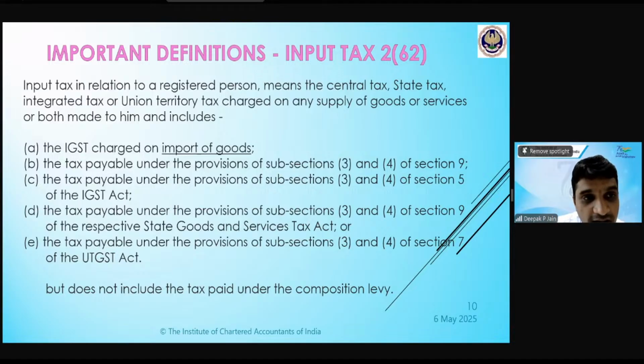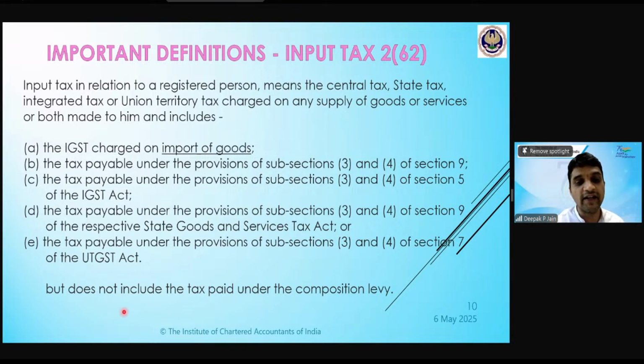So input tax in relation to a registered person means central tax, state tax, integrated tax, or union territory tax. So anybody who is charging you CGST, SGST, or IGST, all of that is a credit which is available. And IGST, when you pay on import, and reverse charge, what you pay, that is also claimable. So reverse charge is not an expense. It is also a credit. When you pay reverse charge, you can claim the credit back.